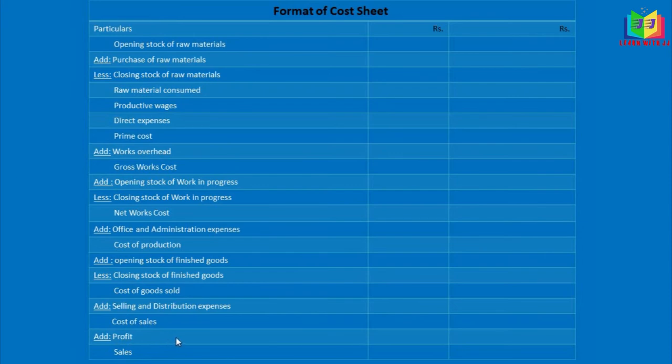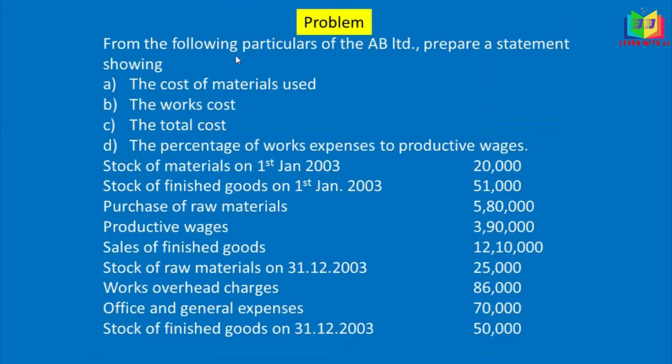Okay, let's start doing one problem now. From the following particulars of the AB Limited, prepare a statement showing the cost of material used, the works cost, the total cost, the percentage of works expenses to productive wages. Stock of material on 1st January 2003 is 20,000. Stock of finished goods on 1st January 2003 is 51,000. Purchase of raw materials 5,80,000. Productive wages 3,90,000. Sales of finished goods 12,10,000.